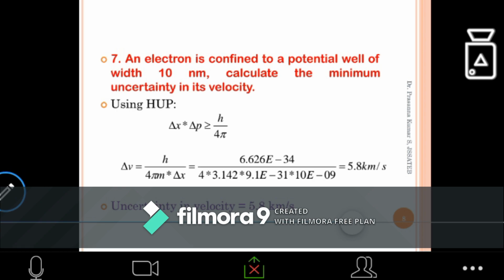h is Planck's constant as usual, divided by 4 times pi into the mass of the electron, 9.1 into 10 to the power minus 31, and delta x, it is 10 nanometer. So, 10 into 10 to the minus 9. If you do this, you will get around 5.8 kilometer per second. This is the uncertainty in velocity. Then we'll move on to the next numerical.